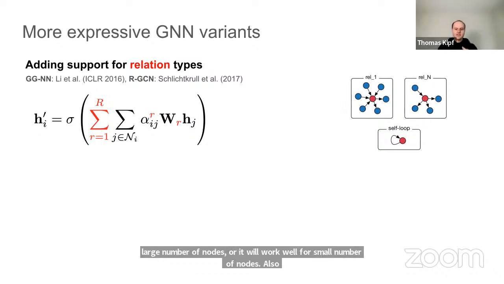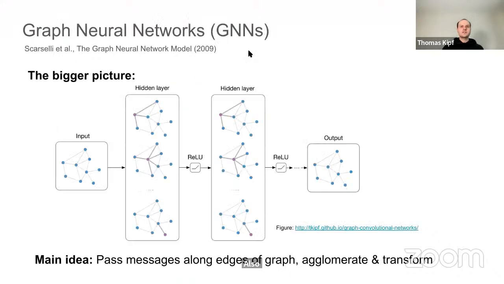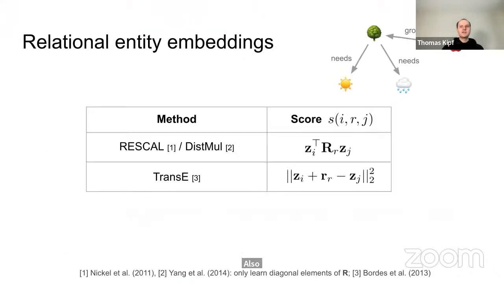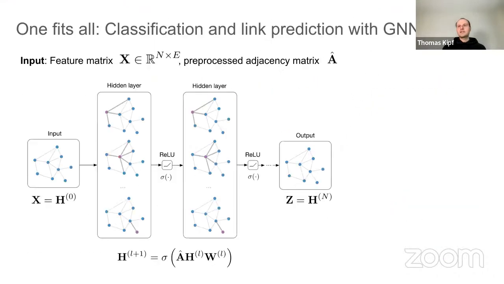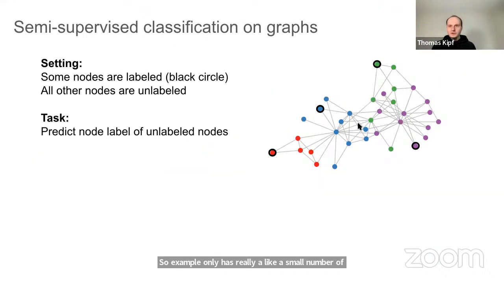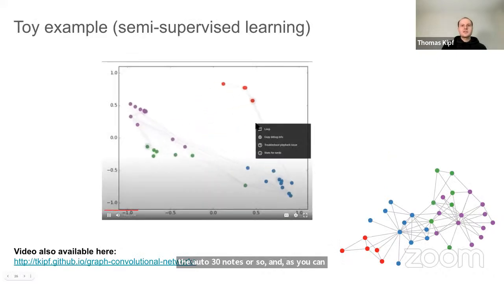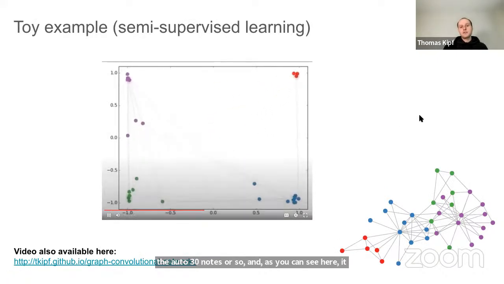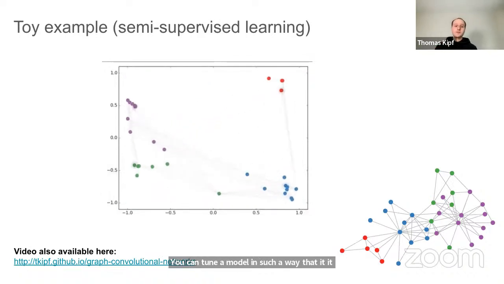That's a great question. One thing we've seen is that this toy example only has a small number of nodes. I don't remember the exact number, but it's on the order of 30 nodes or so. And as you can see here, it works pretty much perfectly. Of course, it depends on your data, but you can tune a model in such a way that it does really well on small graphs as well.